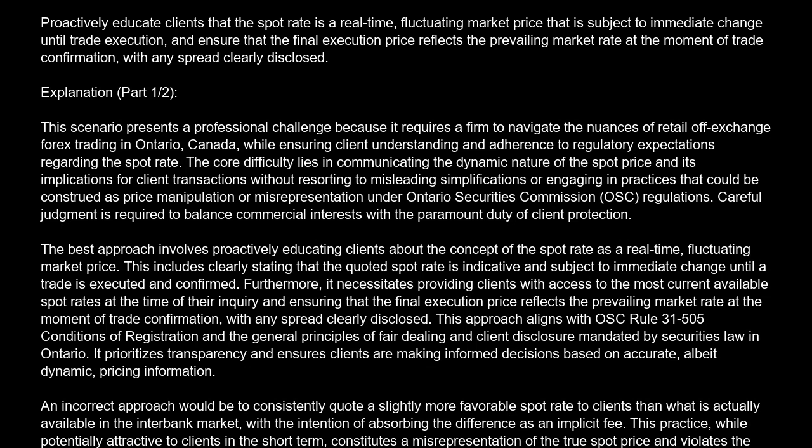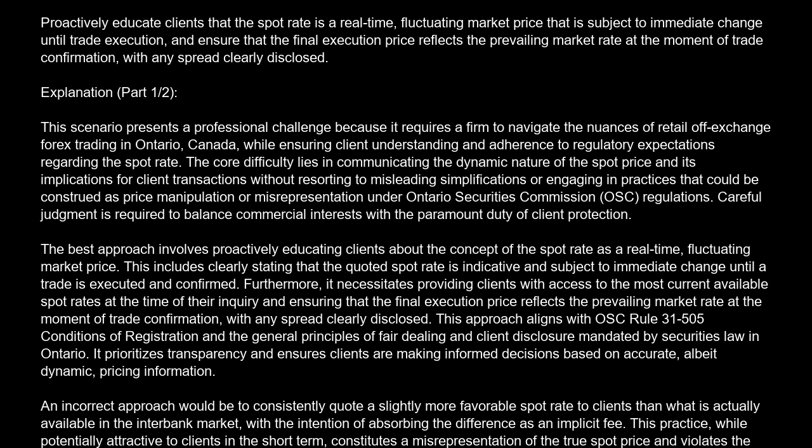The correct answer is B. Proactively educate clients that the spot rate is a real-time, fluctuating market price that is subject to immediate change until trade execution, and ensure that the final execution price reflects the prevailing market rate at the moment of trade confirmation, with any spread clearly disclosed.